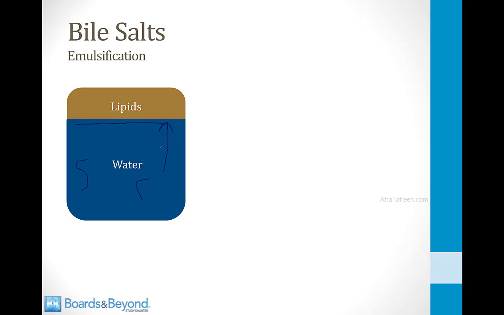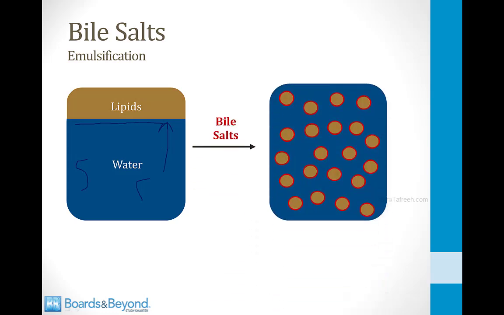be very inefficient. Luckily, we have bile salts, and what bile salts do is they emulsify the lipids, which means they suspend them in the water, and they do this by surrounding lipid particles and dissolving them in water. This makes much more surface area in which for pancreatic lipase to work, and it helps to aid in digestion.